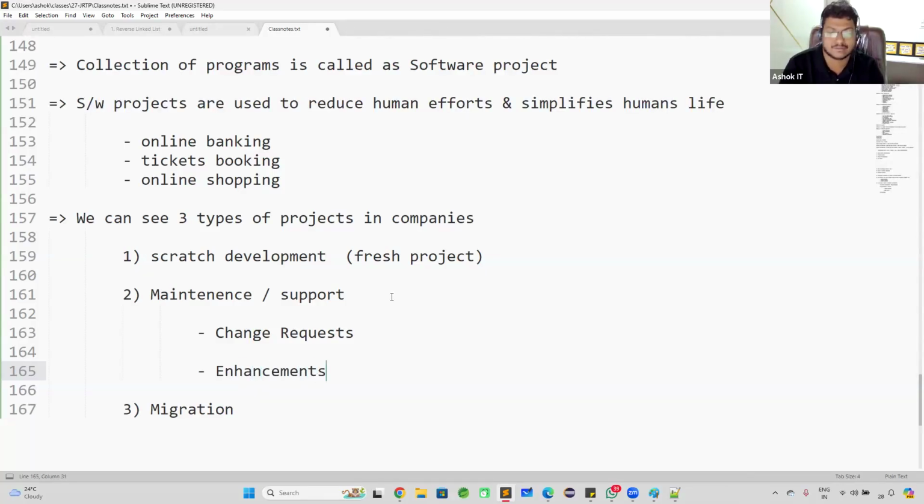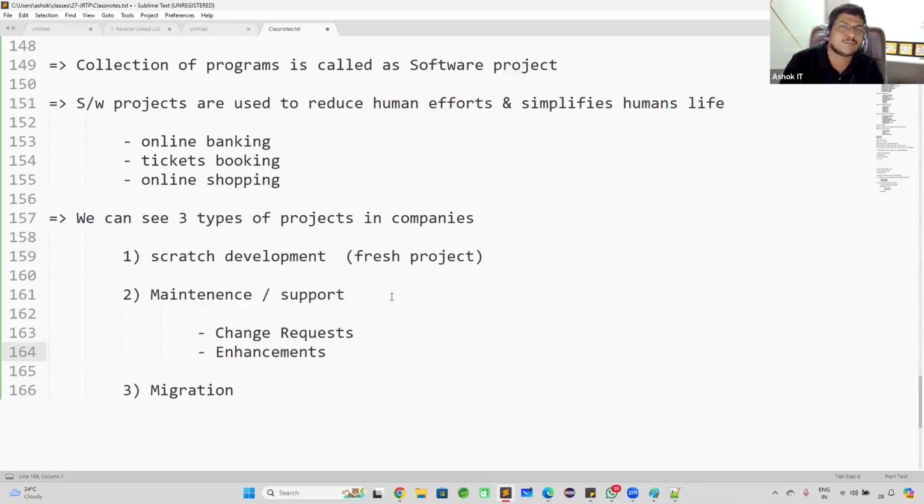Enhancements will be available. So we already delivered the project to the client. The client is already using that application. Now the client has some more requirements. The client wants to add some new functionalities in the existing application. That is called enhancements. So enhancement is nothing but adding new functionalities in the existing project.